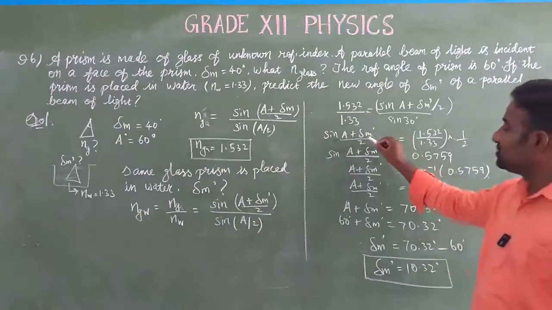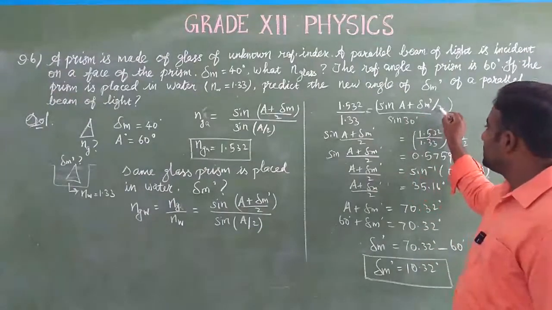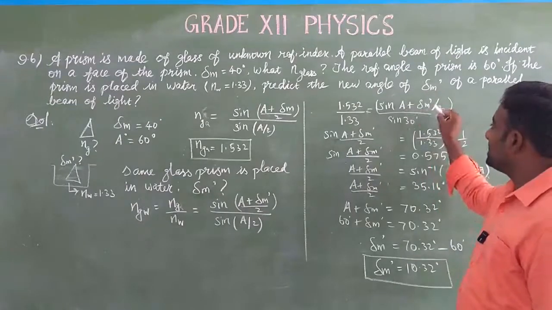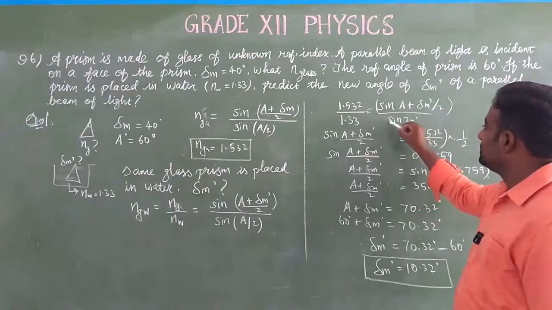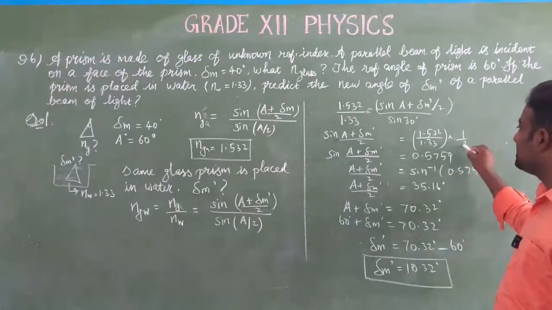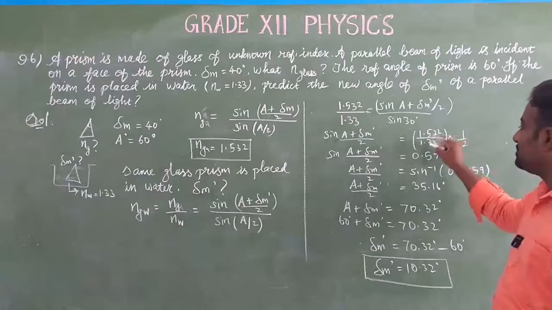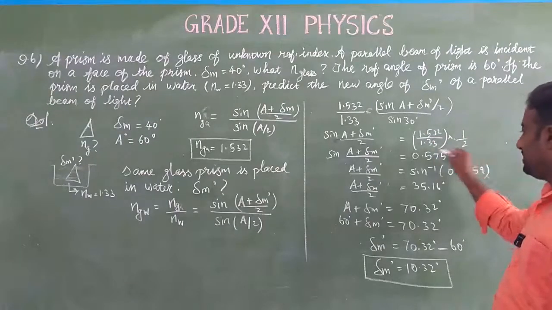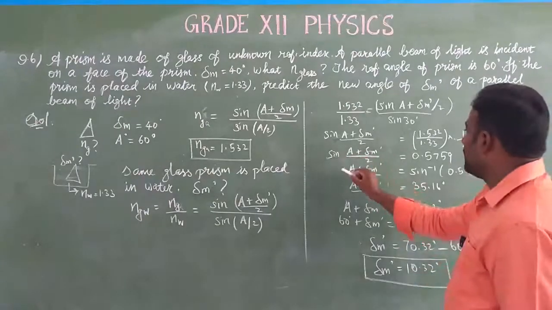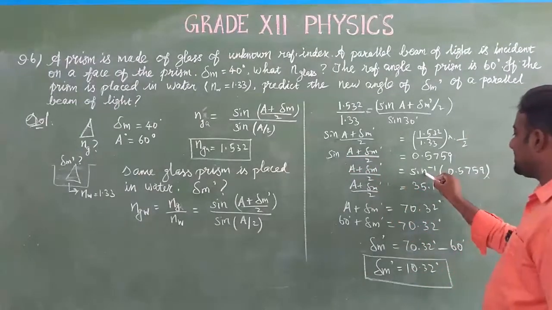But in this step you should be very careful. Here the denominator 2 is there. So sine of (A plus delta m dash) by 2 is equal to this; the denominator, while transferring to that side, becomes a multiplication. So sine 30 becomes 1 by 2, and the ratio of these two values divided by 2 is 0.5759. Now we transfer the sine to the right-hand side, and that becomes a sine inverse.